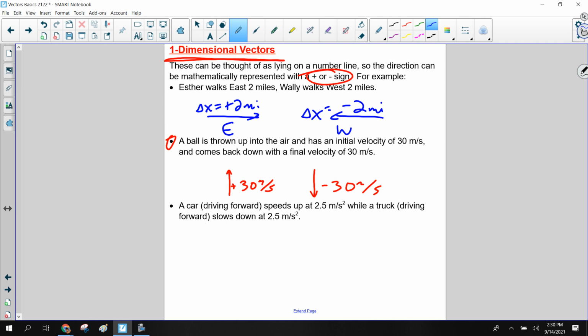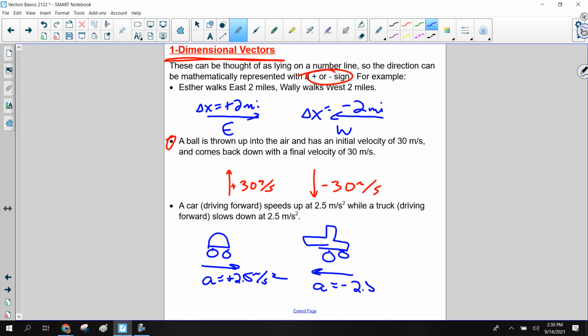So we've got a car driving forward. So here it looks like we're going to make forwards positive and backwards negative. So here we've got a car driving forwards and it's speeding up. So my acceleration is going to be positive 2.5 meters per second squared. Whereas my truck, even though it's driving forwards, it's slowing down. So now my acceleration is going to be negative 2.5 meters per second squared because this acceleration is working against my forwards velocity, right? Okay, so as long as all of your motion is linear, occurring in one dimension, positives and negatives indicate direction, all right?